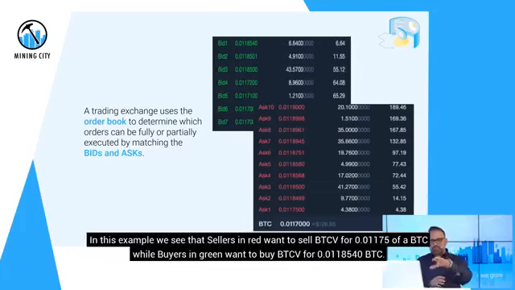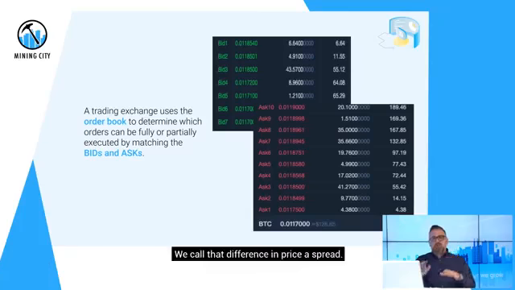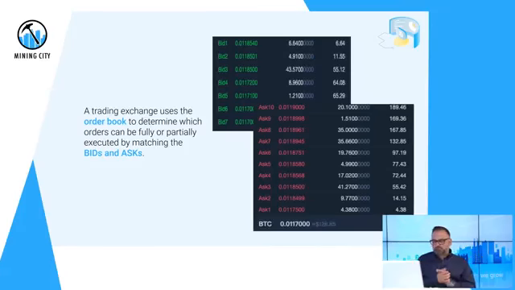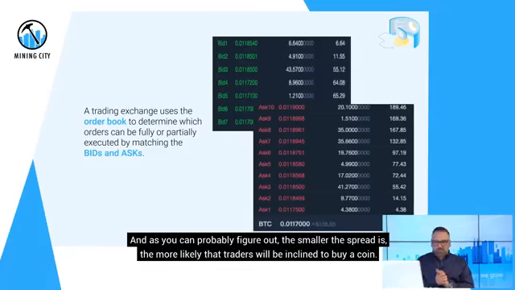In this example here, we can see that the sellers in red want to sell BTCV for 0.01175 of a Bitcoin, while the buyers in green want to buy BTCV for 0.0118540 BTC. We call that difference in price a spread. And as you probably figured out, the smaller the spread is, the more likely that the traders will be inclined to buy the coin.